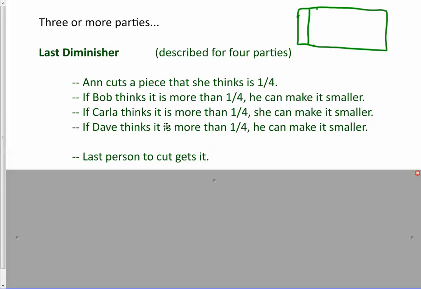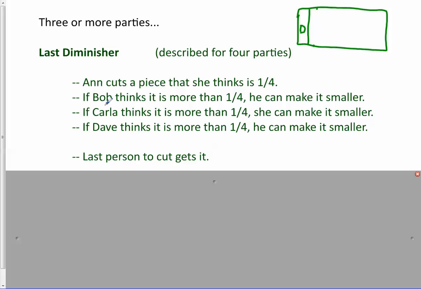And if it wasn't Dave, if Dave left it alone, but say Anne cut it and everybody else left it alone, then Anne would get the piece, and that would be fine because Anne would have thought it was 1/4. Now what's important to realize is that, let's say Dave gets that piece, as I described in my first explanation. Dave gets that piece.